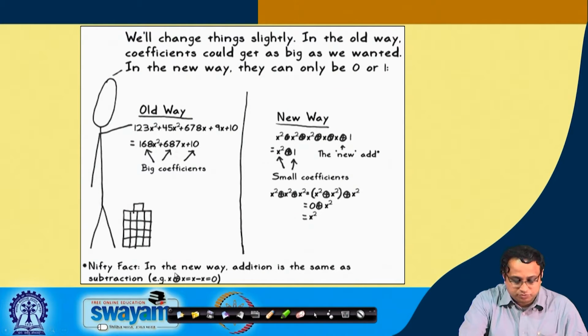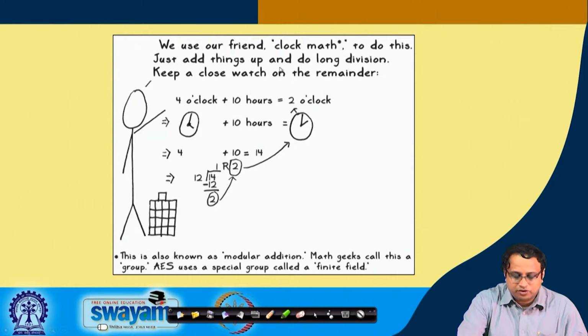So one important observation is also that in the new definition, addition is same as subtraction. So therefore if you are doing say x XOR x, that is same as doing x minus x, and that is 0. So therefore addition and subtraction are same in both the cases, they are equivalent. Okay. So therefore this arithmetic is often understood by a clock arithmetic. So it's basically modular arithmetic.